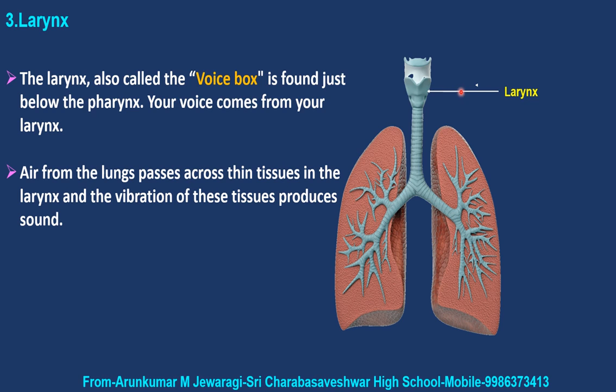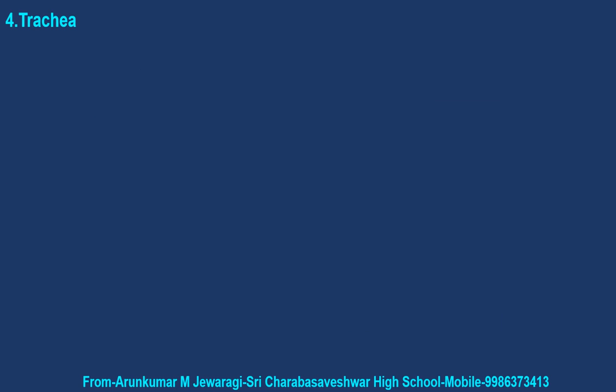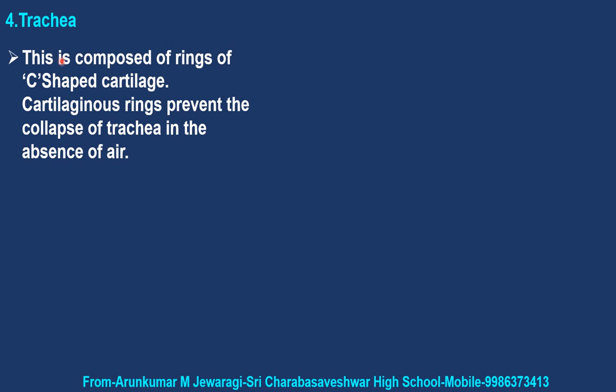Okay, it is called as what? Larynx. So after the larynx, we are going to know about the trachea. The trachea is another important part of our respiratory system. It is also called as what? Windpipe. So this is composed of rings, C-shaped cartilage. It is made up of C-shaped cartilaginous rings.